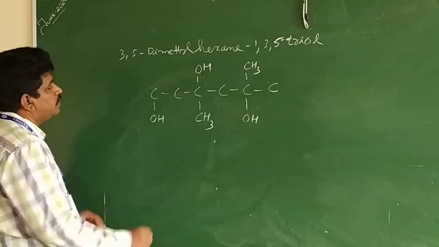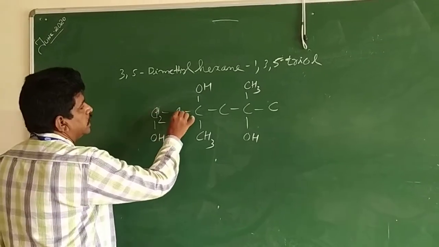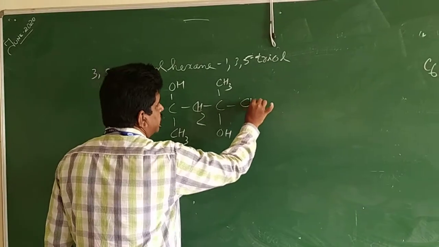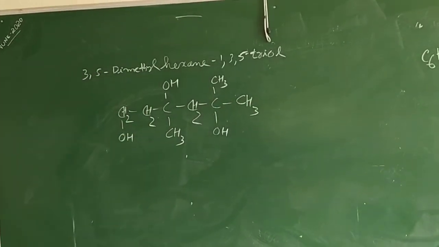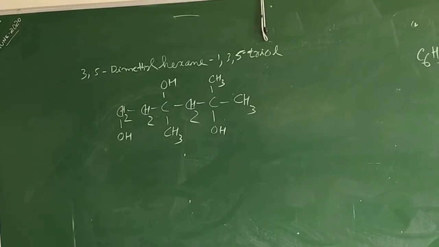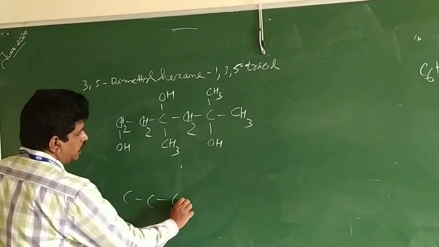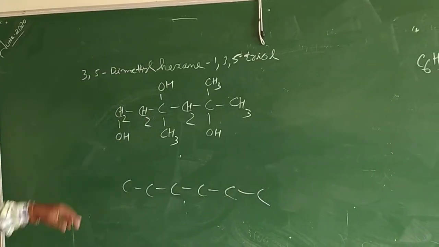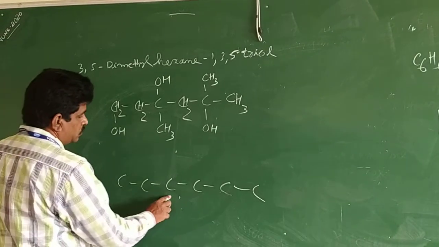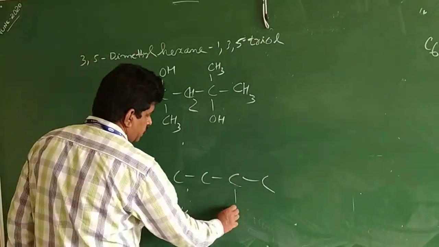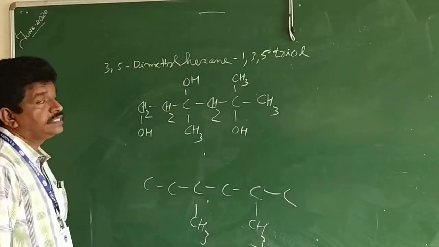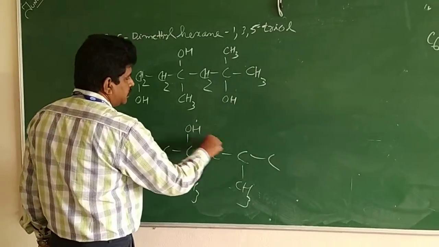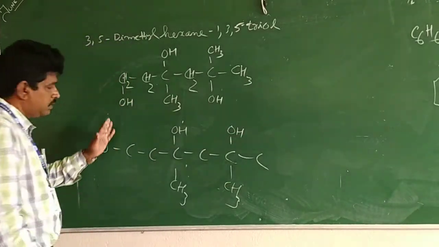Now for this carbon, 2 valence is over, so CH2. Here CH2, here all the valence is satisfied. CH2, here also all the valence is satisfied. CH3. So what do you have to do first? You have to write the parent compound, 1, 2, 3, 4, 5, 6. Then the third and fifth position methyl groups, 1 methyl here and 1 methyl here. And the first, third and fifth position OH: 1 OH here, 1 OH here, 1 OH here. The remaining you can fill with hydrogen.